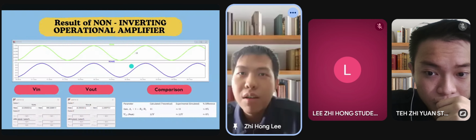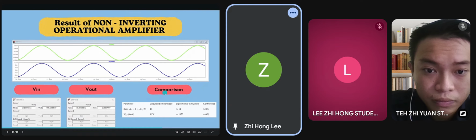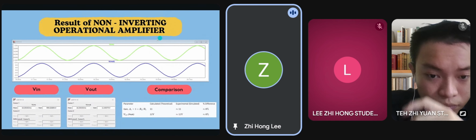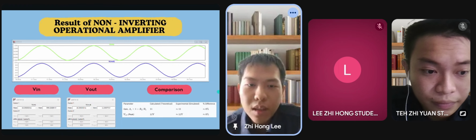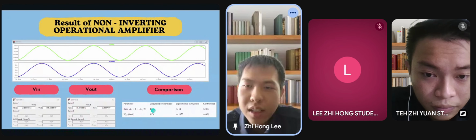Now I will explain the result of the non-inverting operational amplifier. Our calculation is R2 over R1. Oh, sorry. Next is the non-inverting operational amplifier. Here is our result, which shows excellent agreement. Both calculation and simulation are the same.